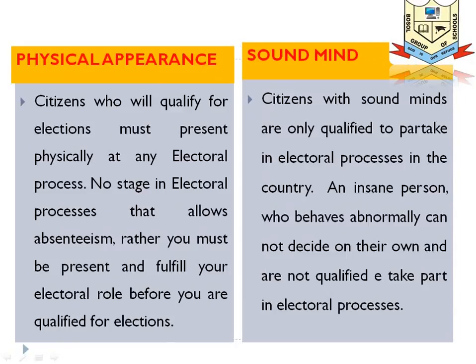Also, we have what we call physical appearance. Citizens who will qualify for elections must be present physically at any electoral process. No stage in electoral processes allows absenteeism. Rather, you must be present and fulfill your electoral role before you are qualified for elections. That is, before you are allowed to vote during election, you must be there. You can't send your photograph. You can't send someone to do it on your behalf. No, you need to be there during registration.